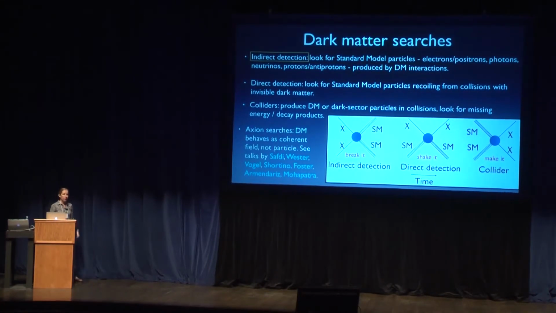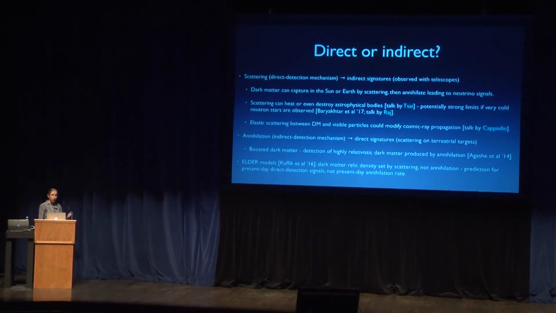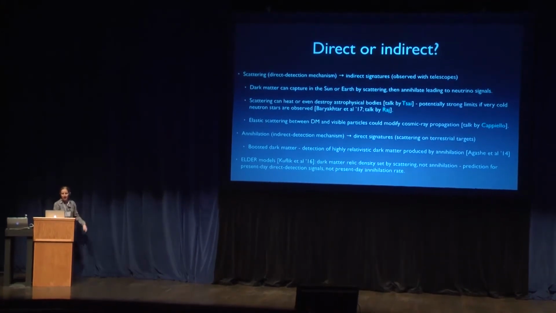Now, I should mention, I'm not really going to talk today about axion searches because that's worthy of a talk entirely on its own. In that case, you should think about the dark matter as behaving like a coherent field, not as a particle. There, I will just point you to these talks in the parallel sessions on axion dark matter and the various experiments that you might use to look for it. I'll also mention, again, I'm not going to go into much detail on this, that there are some very interesting mechanisms that span the boundary between direct and indirect detection, and they sometimes get left out in these talks where we're trying to put things in little boxes.